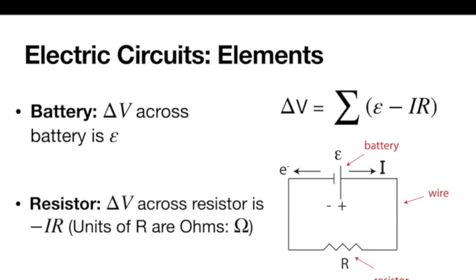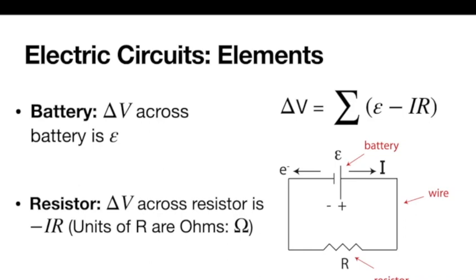The elements here, we have batteries, where the voltage change across that is epsilon. That's just the voltage of a battery, so 5-volt battery, 10-volt battery, whatever. And resistors have a voltage change of minus IR. So resistors dissipate energy density, batteries add it. And batteries will also determine the direction of flow.